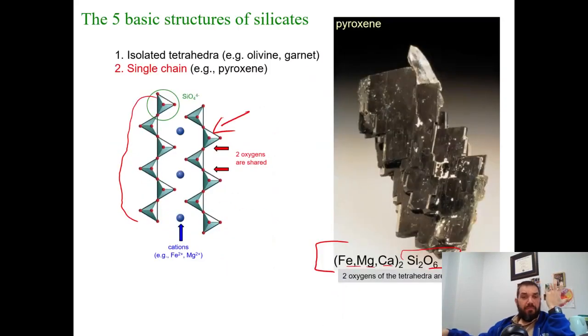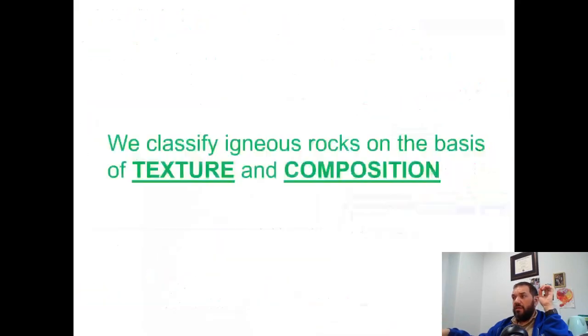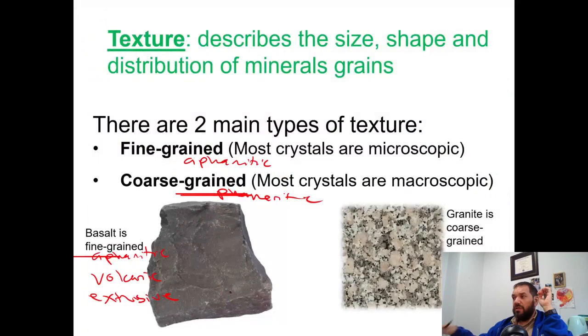So if you're going to have a big crystal, it's going to take time to make that big crystal. Therefore, coarse-grained rocks, like this granite, are going to take a long time to form. They need to have sometimes millions of years to make those big crystals. So these are going to form underneath the earth, where the cooling rates are very slow.